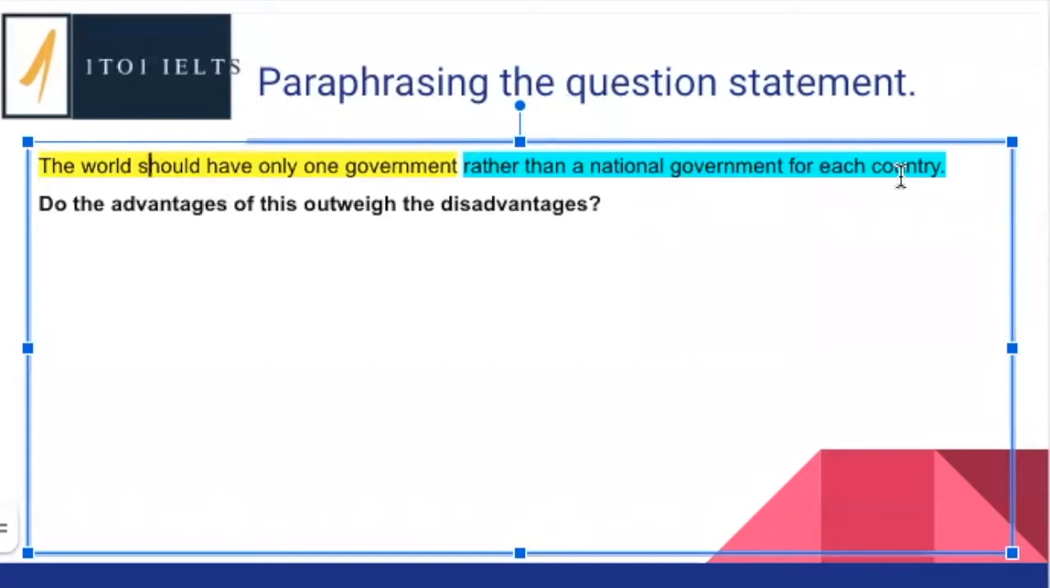So rather than, what could I use rather than? A synonym for rather than. Excellent. Yeah, instead of. So let's do this together.